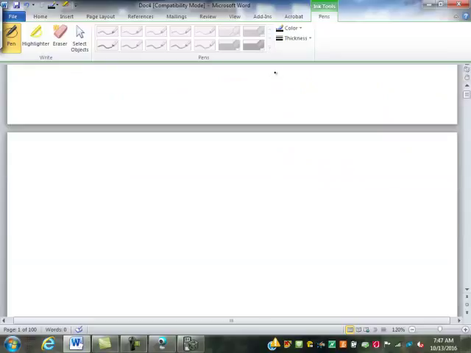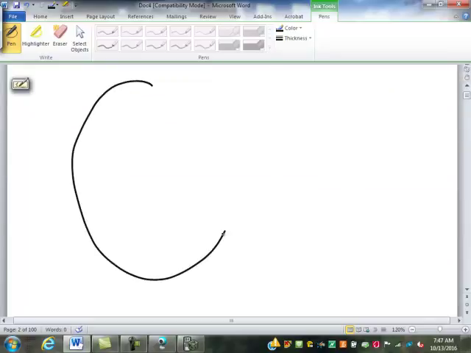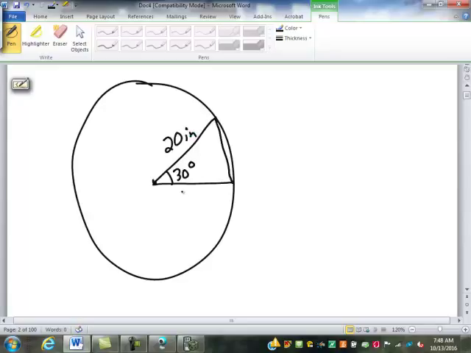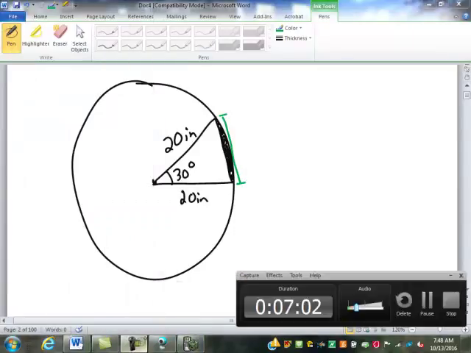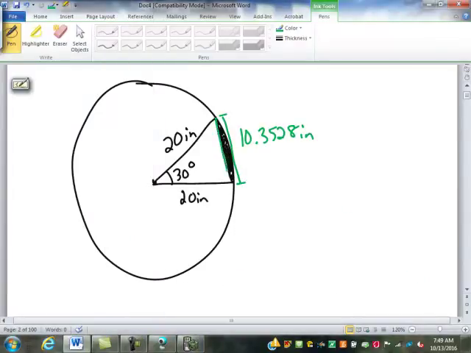Want to see what else you remember from yesterday then? Let's say that this is a 30-degree sector here with a radius of 20 inches. I want to find the area of this little sliver out here. I'll give you the length of this chord here in just a second. But for now, start working on finding what you can find there. So the distance across the chord, that's this length right here, is 10.3528 inches. So that should be all you need to know to find the rest of that.